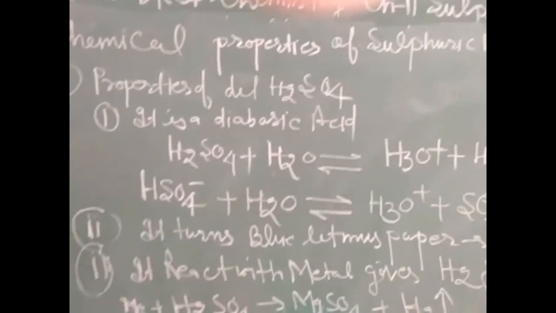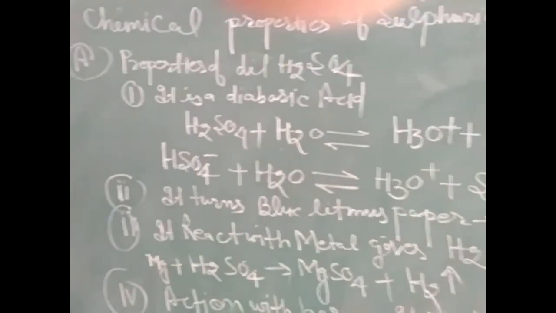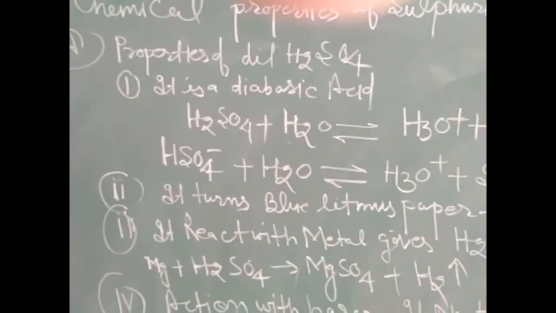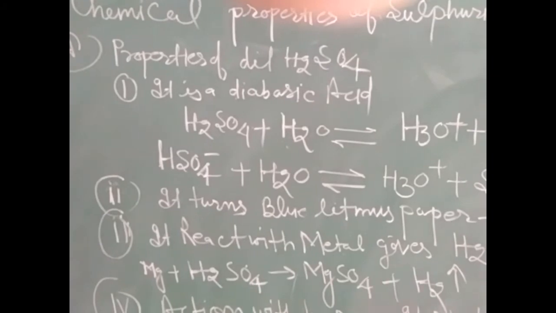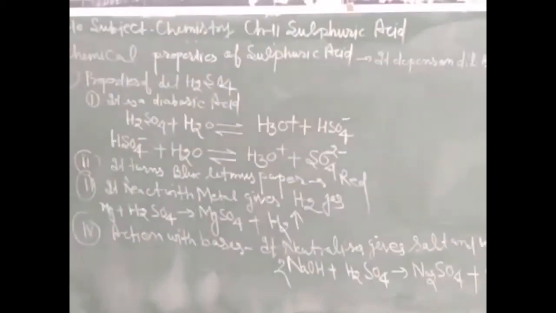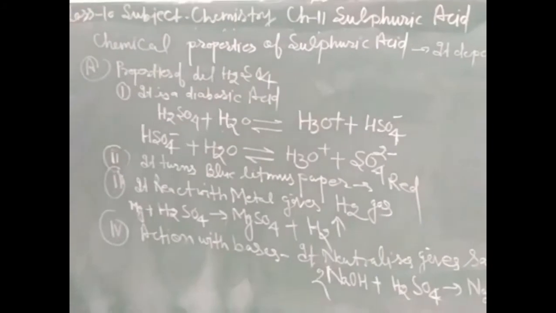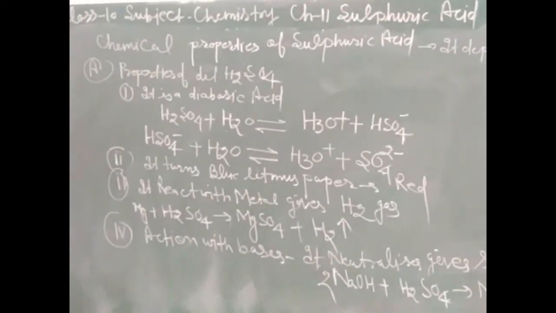Now dear students, we are going to discuss the chemical properties of sulfuric acid. The chemical properties of sulfuric acid depend upon two forms: the concentrated form and the dilute form. First, A, properties of dilute H2SO4.